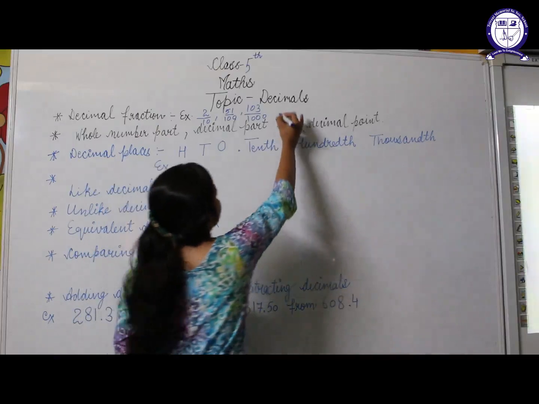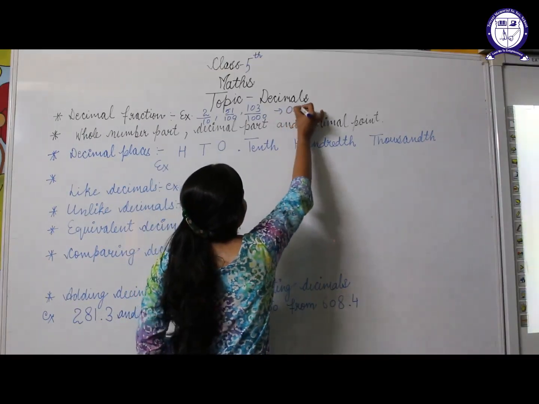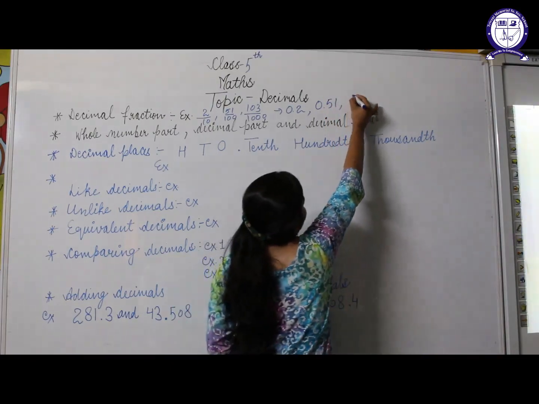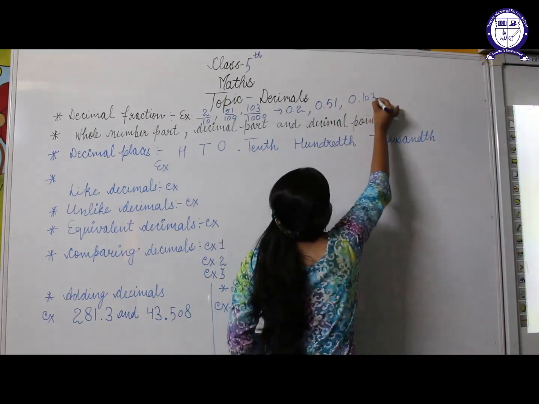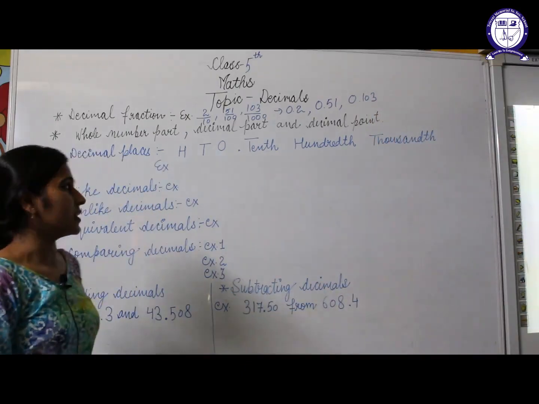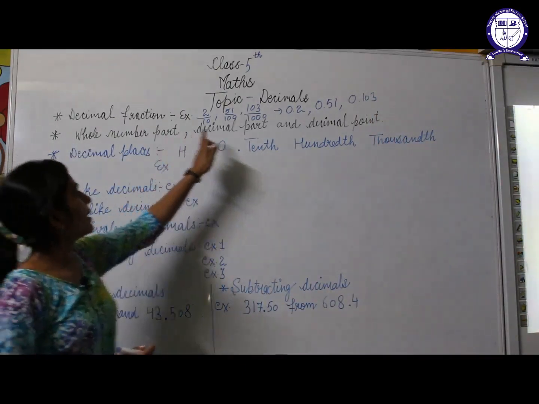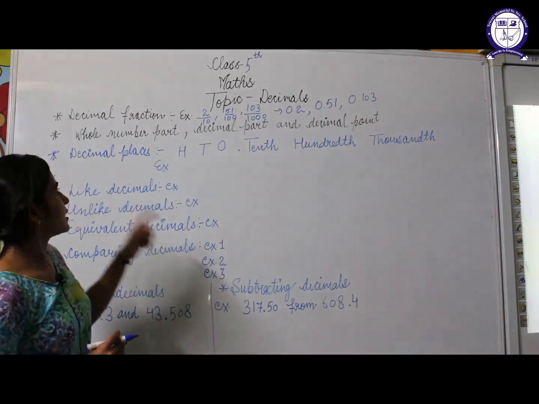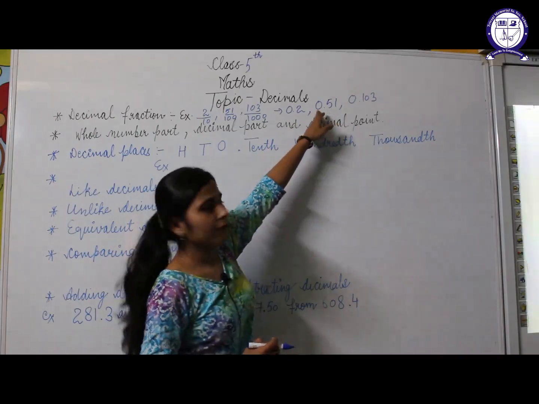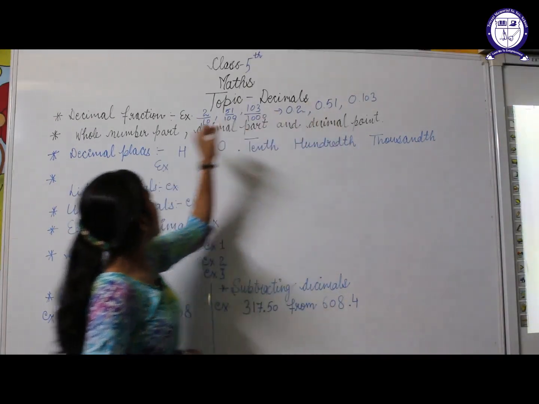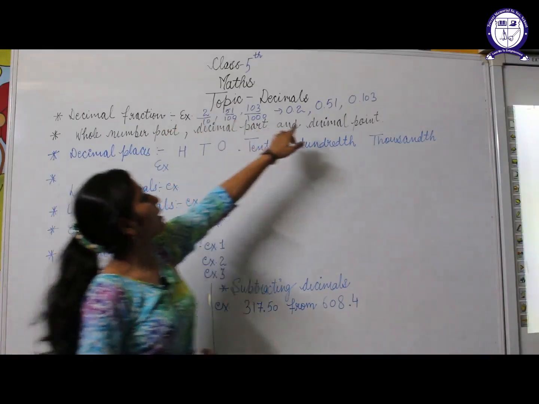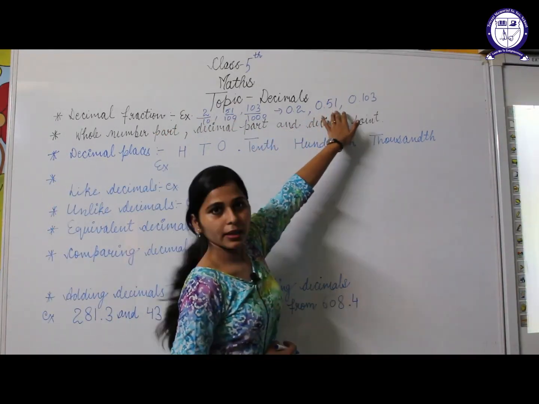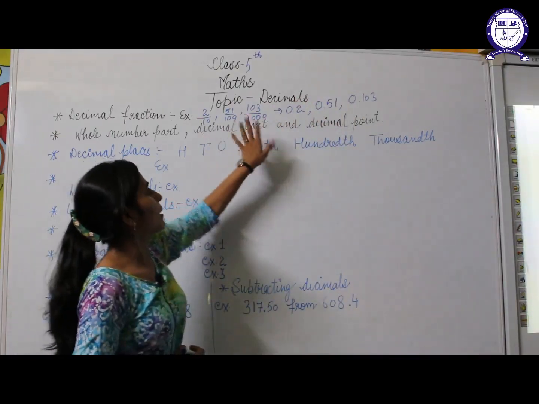We can also write these numbers as 0.2, 0.51 and 0.103. So these are the decimal fractions, students. Now what are the whole number part, decimal part and decimal point, students? These are the three parts of the decimal numbers. The number written on the left hand side of the point is the whole number part, students. The dot is the decimal point and the number on the right hand side of the point is the decimal part, students.